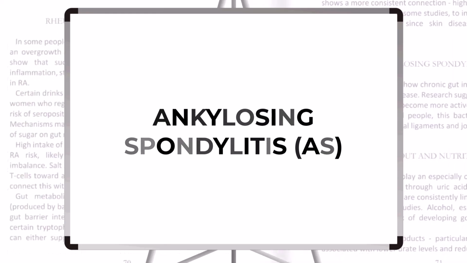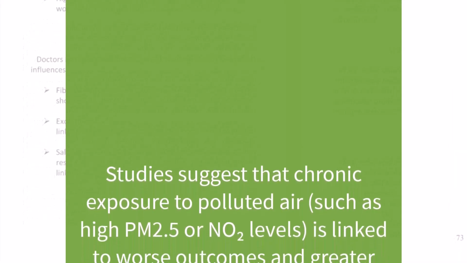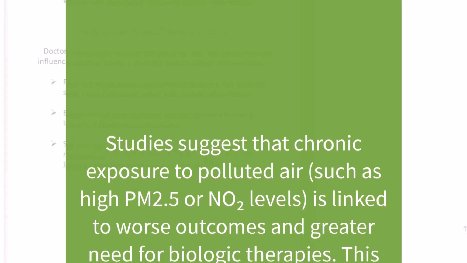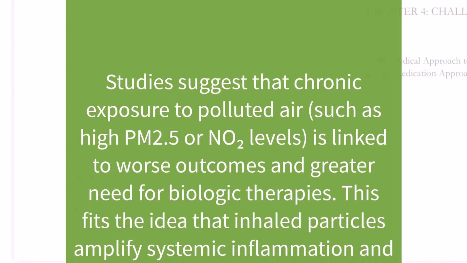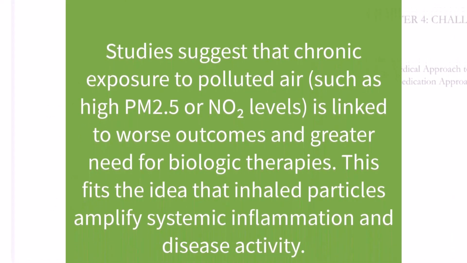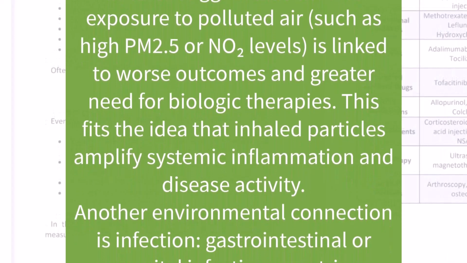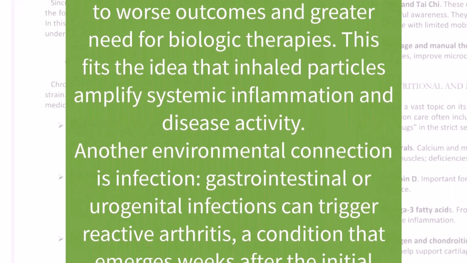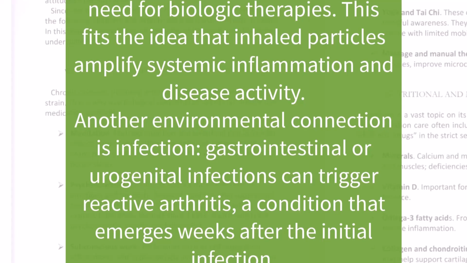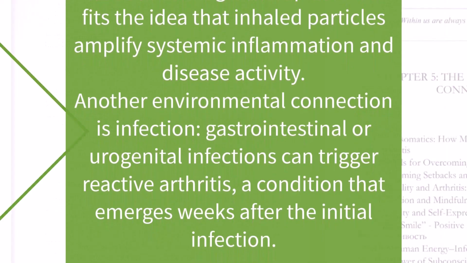Ankylosing spondylitis, AS. Studies suggest that chronic exposure to polluted air, such as high PM 2.5 or NO2 levels, is linked to worse outcomes and greater need for biologic therapies. This fits the idea that inhaled particles amplify systemic inflammation and disease activity. Another environmental connection is infection. Gastrointestinal or urogenital infections can trigger reactive arthritis, a condition that emerges weeks after the initial infection.